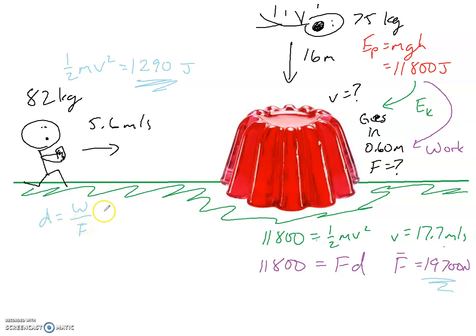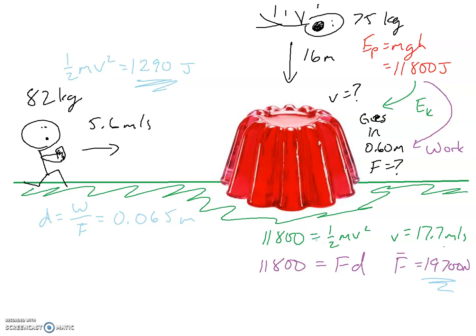So we've got the 1290 for the energy. We divide that by the 19,700, and we get a distance of just about 6.5 centimeters, or 0.065 meters. Obviously, they're not going to go nearly as far in because they're not going nearly as fast as the skydiver.